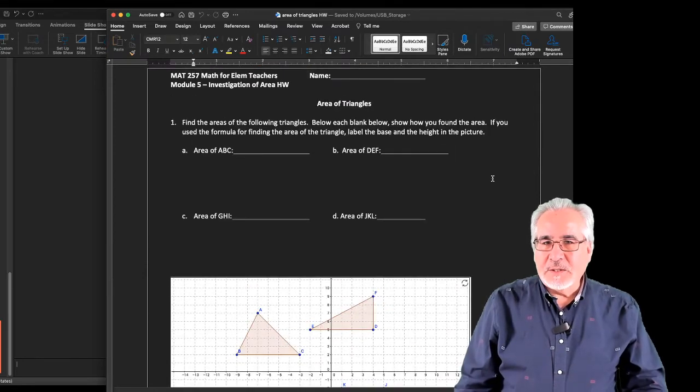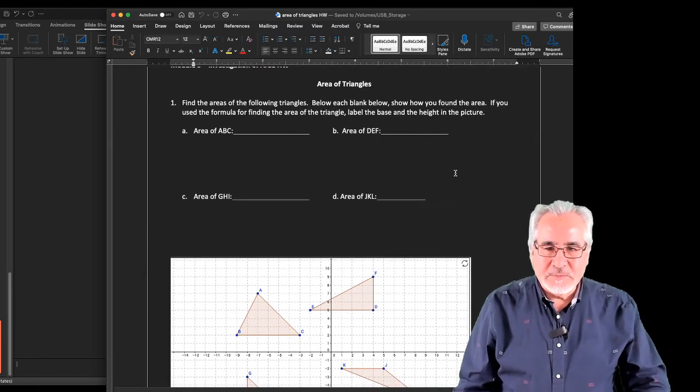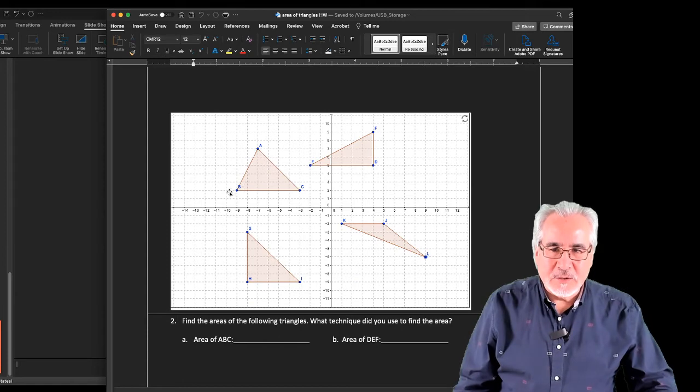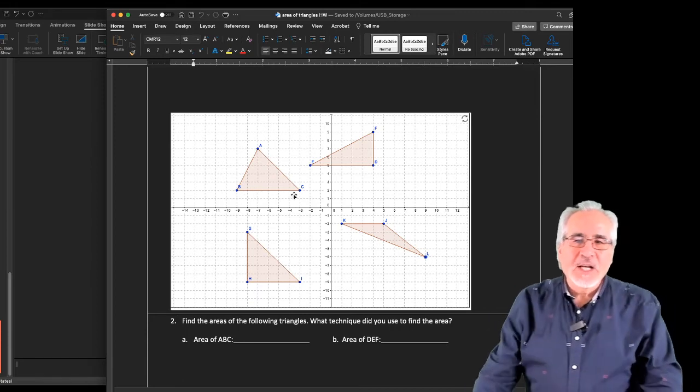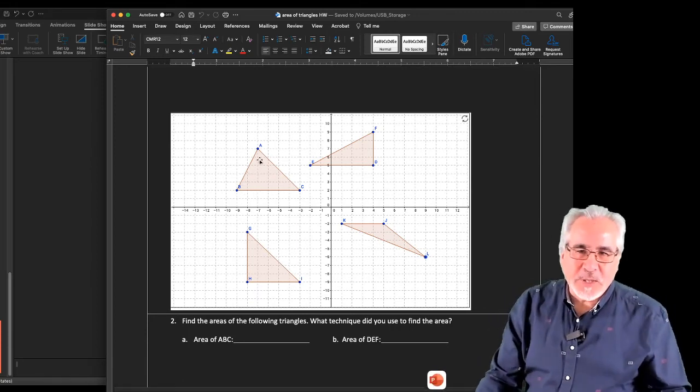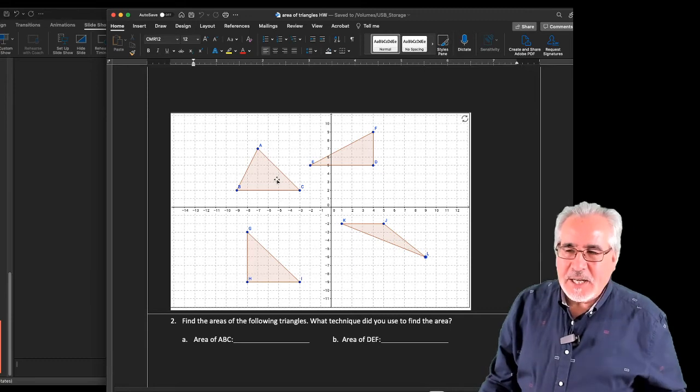Okay, so we want you to find areas of these triangles. And again, you're going to count along here for its base and the height, multiply, and remember to take half of it. You could count also all these little squares in here and add up these parts, however you need to do it.